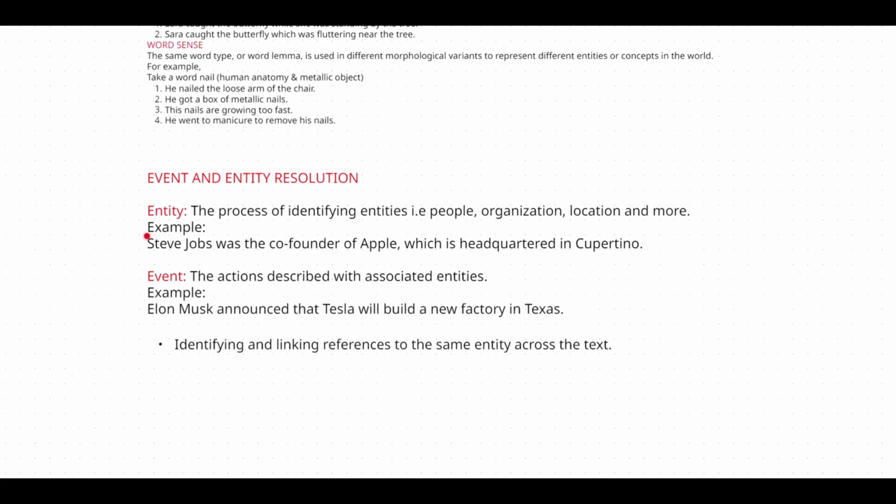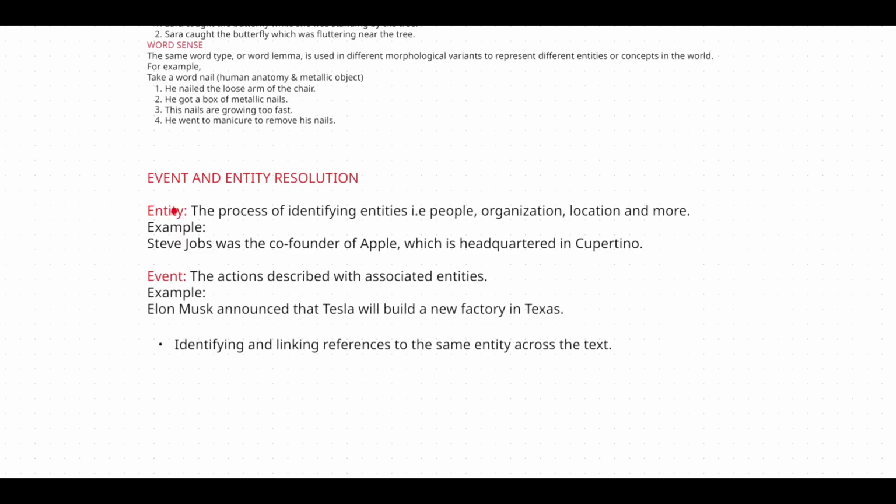Entity is nothing but the real world object. When it comes to entity resolution, it is the process of identifying those real world objects in the given text. So what comes under these entities? Those are the people names, the organization names, the location names, and many more. Mostly, if a sentence is given and they ask you to identify the entities in this particular text, then the words which come under nouns are mostly considered as entities.